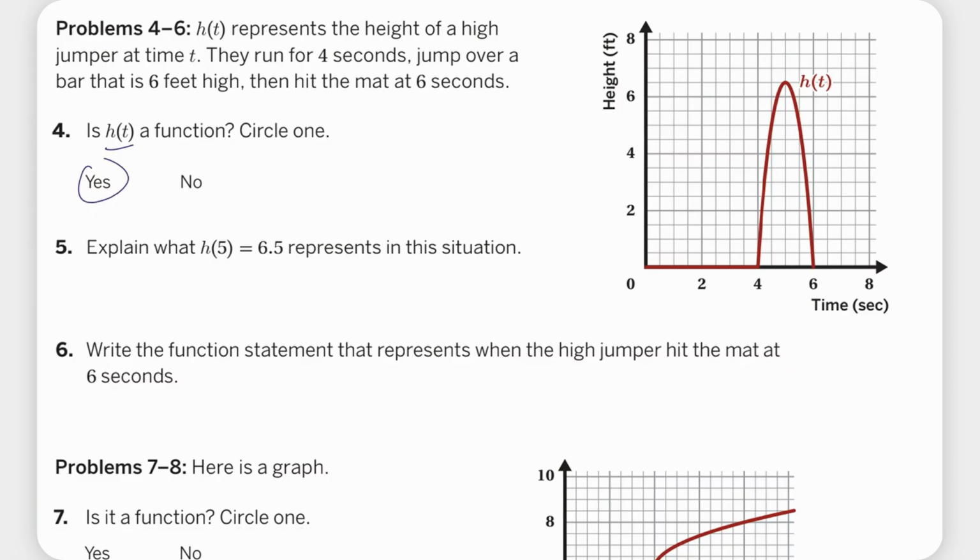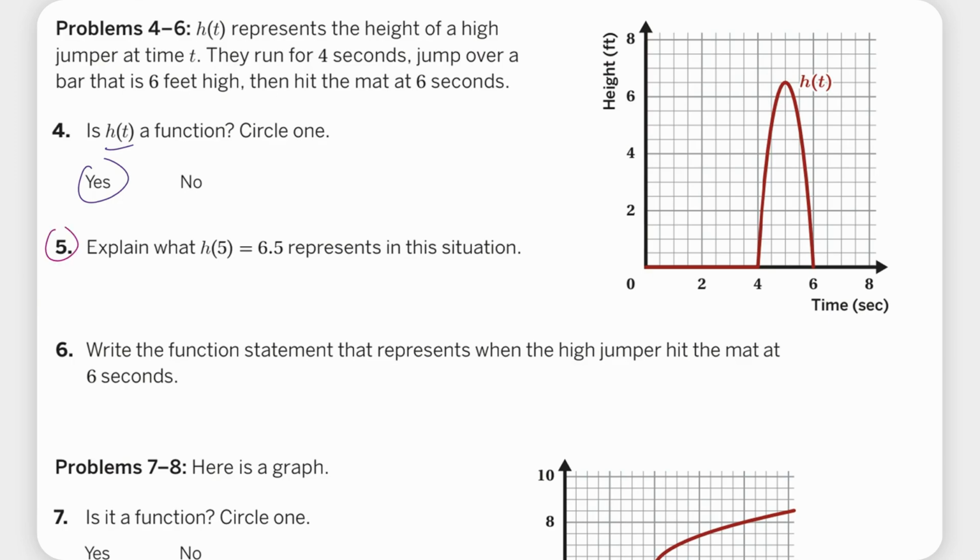And I would say yes, because the person doesn't have two different heights for any time, right? So if I look at this graph here, at no point does a single x value have multiple y values. Also, again, in real world situations here, at a certain time, they can't have two different heights. That wouldn't make any sense.